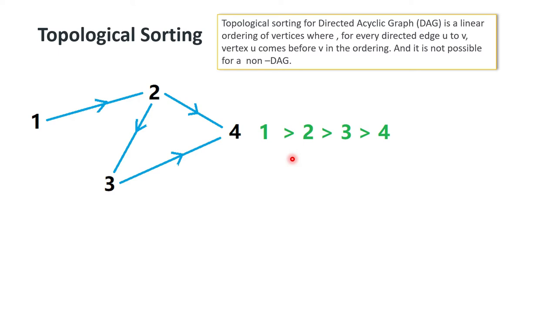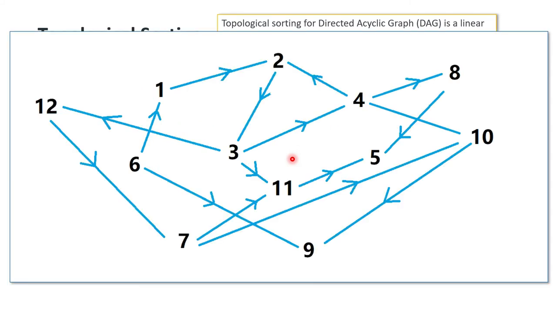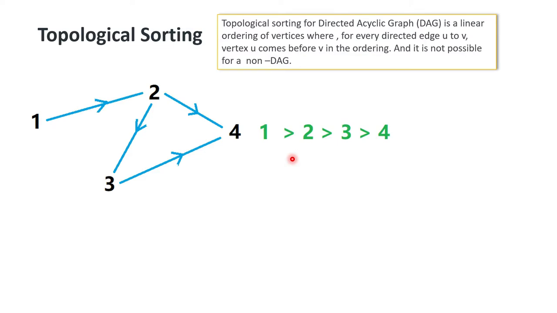Now the question is, I can look into this graph and tell the order. But think about a big graph like this, where we have so many dependencies with each other, and we have to tell in which order we have to proceed. That will be the correct order, and if we follow that order, then we can complete everything without any dependency problem. So that is the use case of topological sorting.